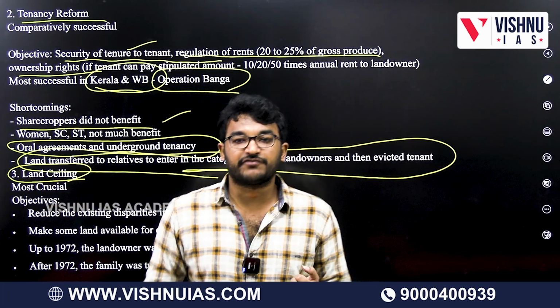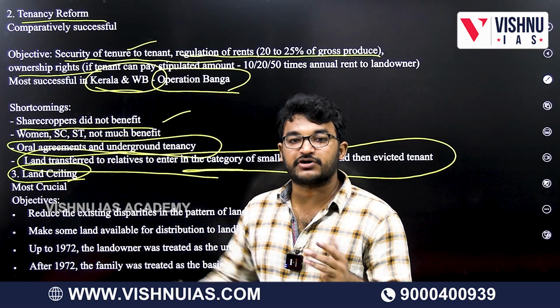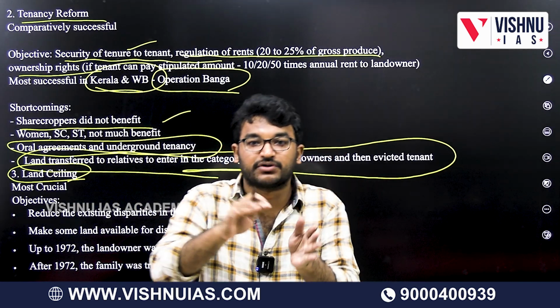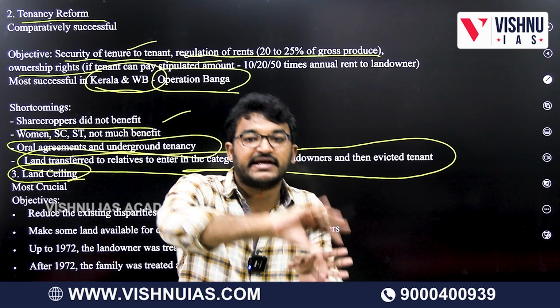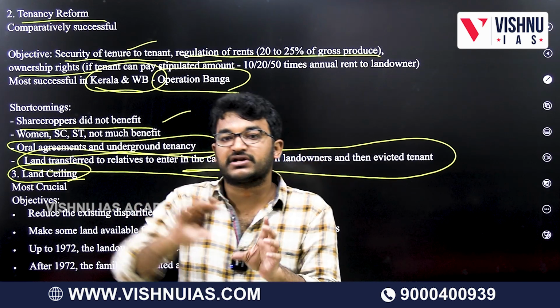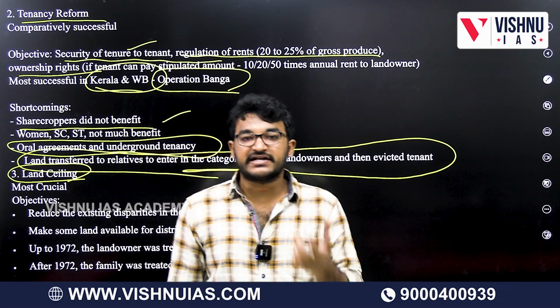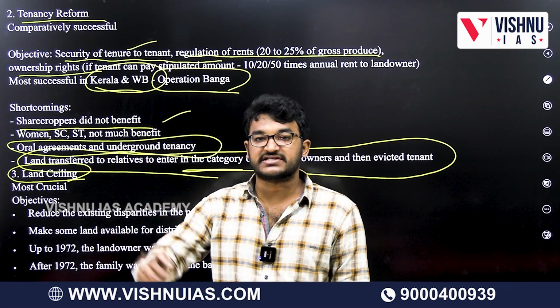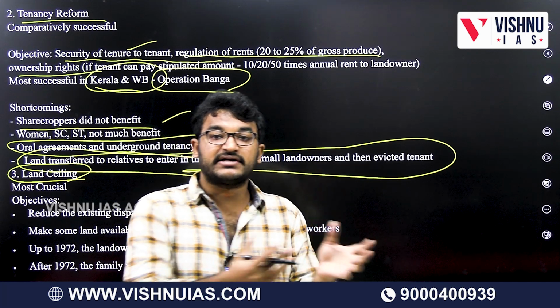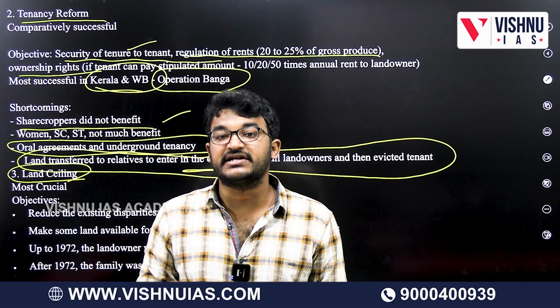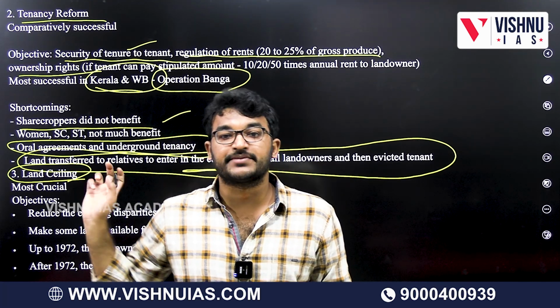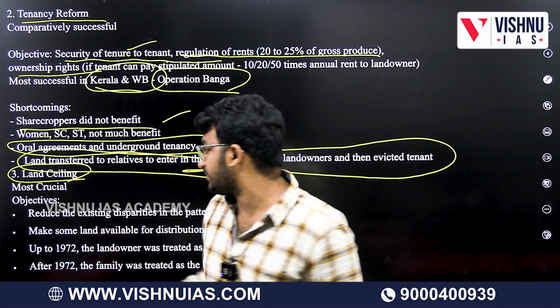Yeah. Next thing is land ceiling. This is the third land reform, and this is the most crucial, because whenever a ceiling limit is kept, only the excess land can be taken away from the original landowner and distributed to others. Now, is it successful? It is relatively successful. The major fault is that even though the government took the excess land, they haven't distributed it up until now. This is the major fault under land ceiling.